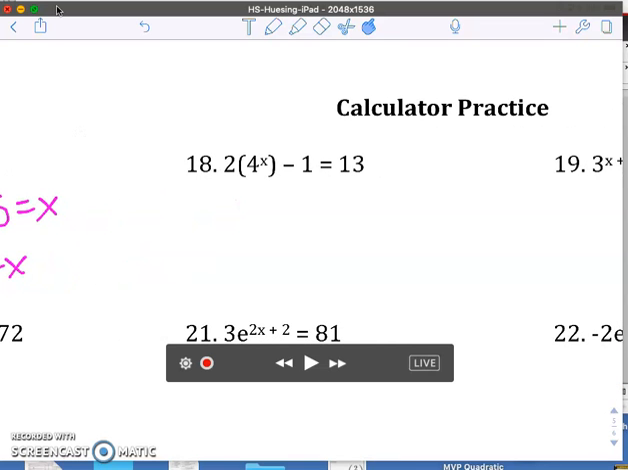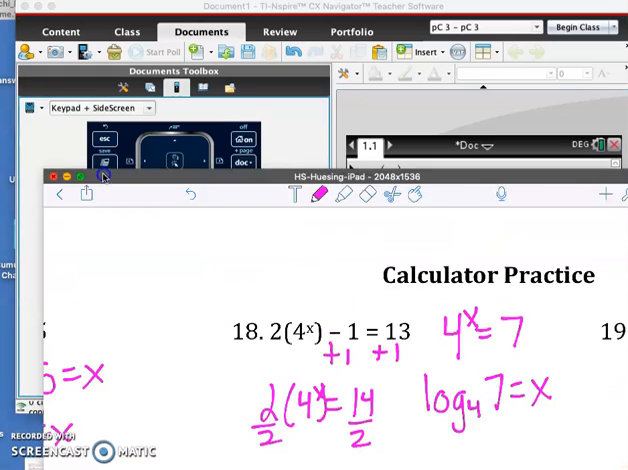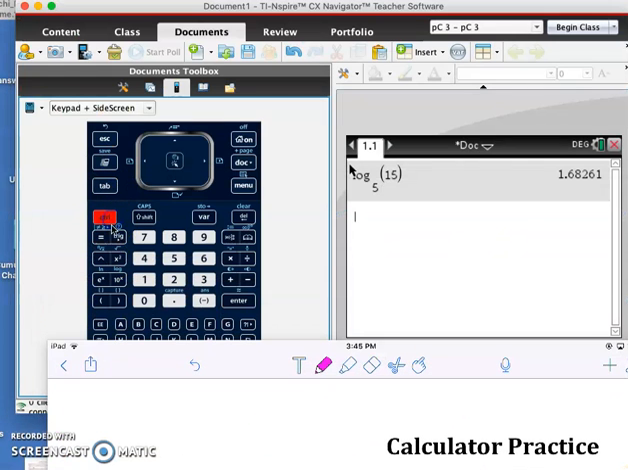So number 18, similar, there's just x's on one side, but we have to get the base and exponent by itself. So we add 1. And we have to divide by 2. So now we have 4 to the x power equals 7. So rewrite it as a log. Log base 4 of 7 equals x. Go to our calculator. Log base 4 of 7. So 1.43.